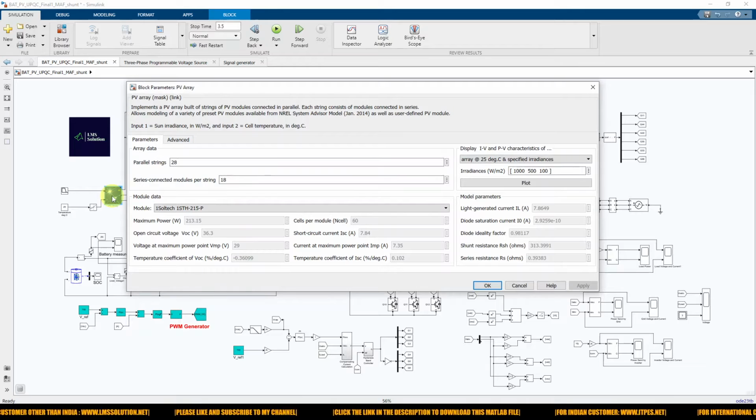So for this solar PV rating, we are using 18 series connected strings and 28 parallel connected strings, and each panel is rated 213 watts, with voltage at maximum power point around 29 volt, and current at maximum power point 7.35 amps.